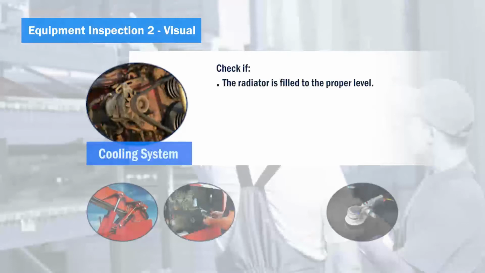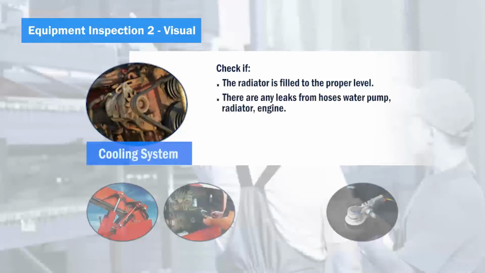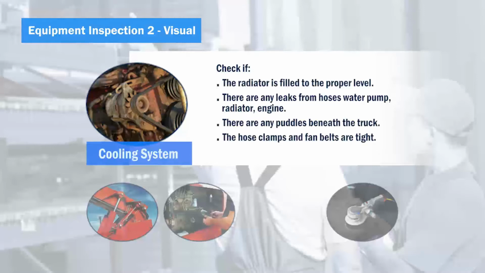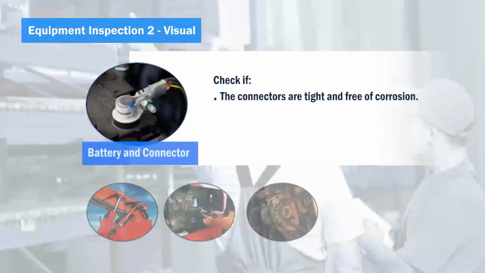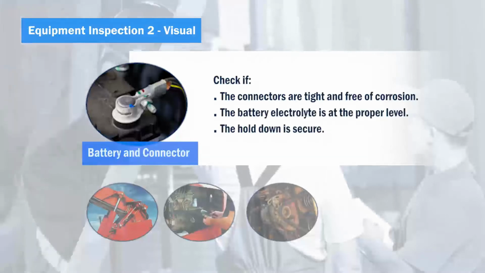Cooling system. Check if the radiator is filled to the proper level. Check if there are any leaks from hoses, the water pump, radiator, or engine. Check if there are any puddles beneath the truck. Check if the hose clamp and fan belts are tight. Check if the fan belt is worn or cracked. Battery and connector. Check if the connectors are tight and free of corrosion. Check if the battery electrolyte is at the proper level. Check if the hold down is secure.